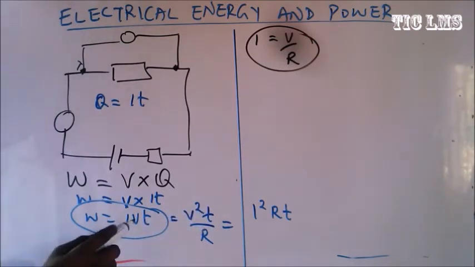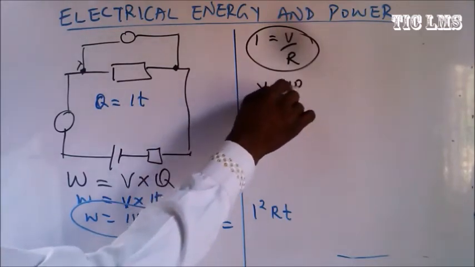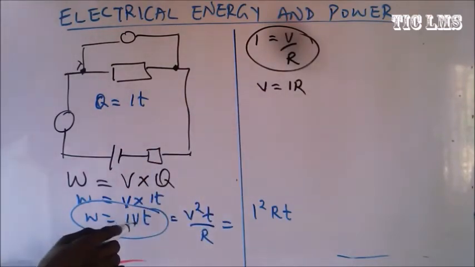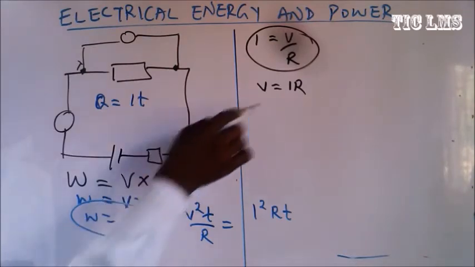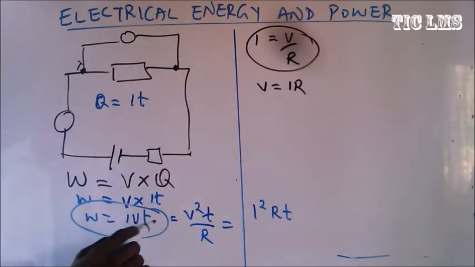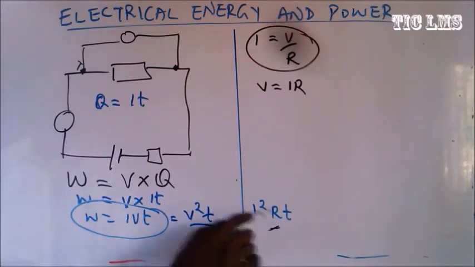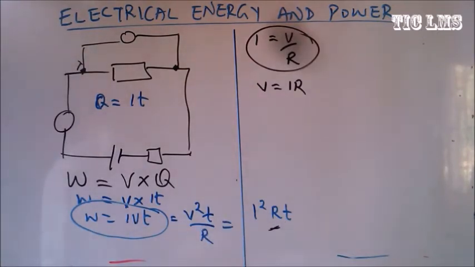Likewise, if you are not interested in V in the formula, we are aware that V equals IR. So when you replace this V, you can put IR there. So you have I squared RT. So you have this. So there is no real need to cram.